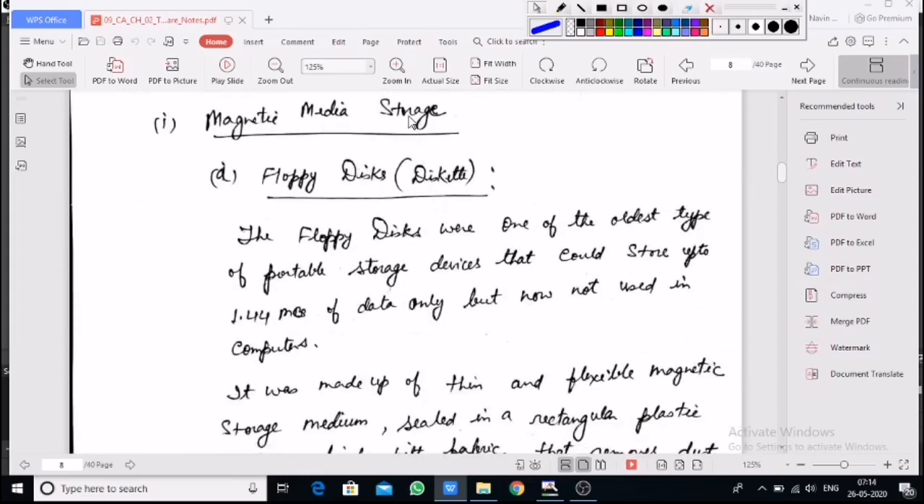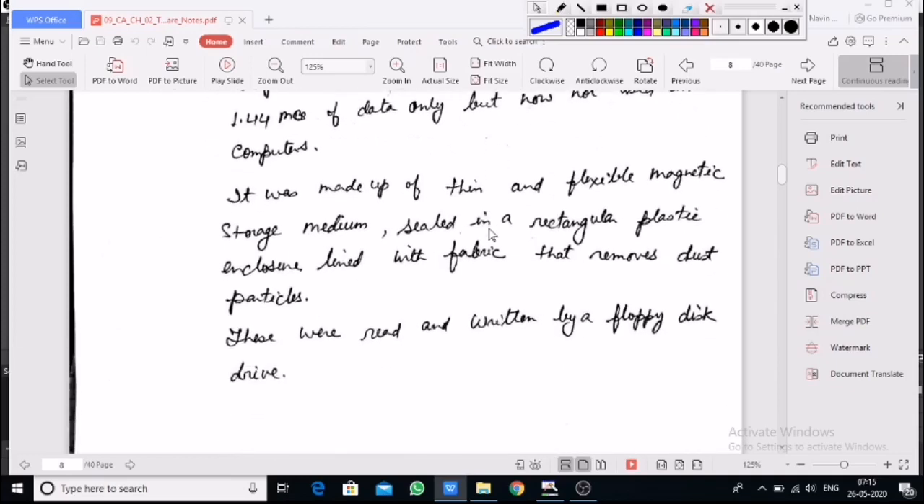For magnetic media storage, I already told you about the floppy disk drive. It was also known as a diskette. Floppy disks, or diskettes, were the oldest type of portable storage device, which stored only 1.4 MB of data, and now it is not used. It was made up of a thin flexible magnetic storage medium sealed in a rectangular plastic enclosure, right, which is lined with fabric that removes dust particles. But it removes the dust particles, yet itself it was not safe from dust.